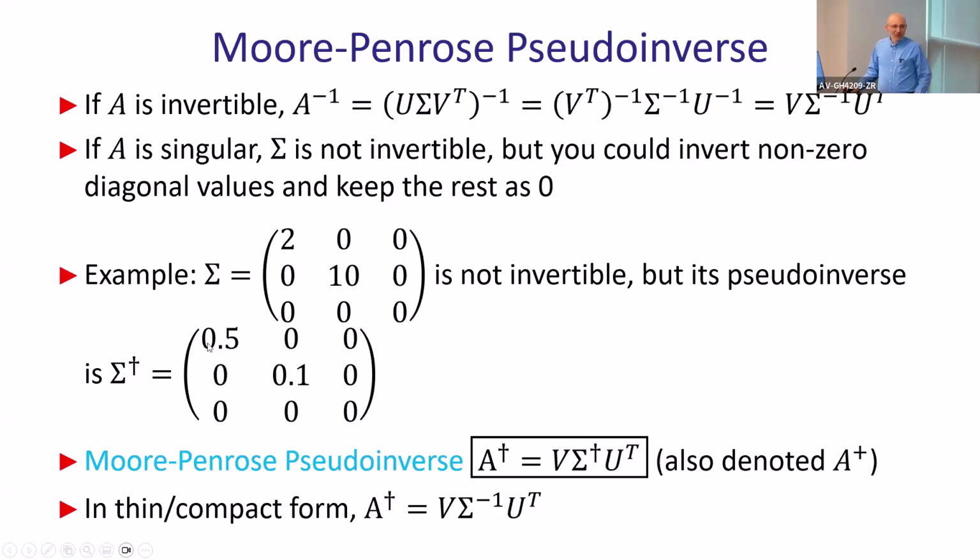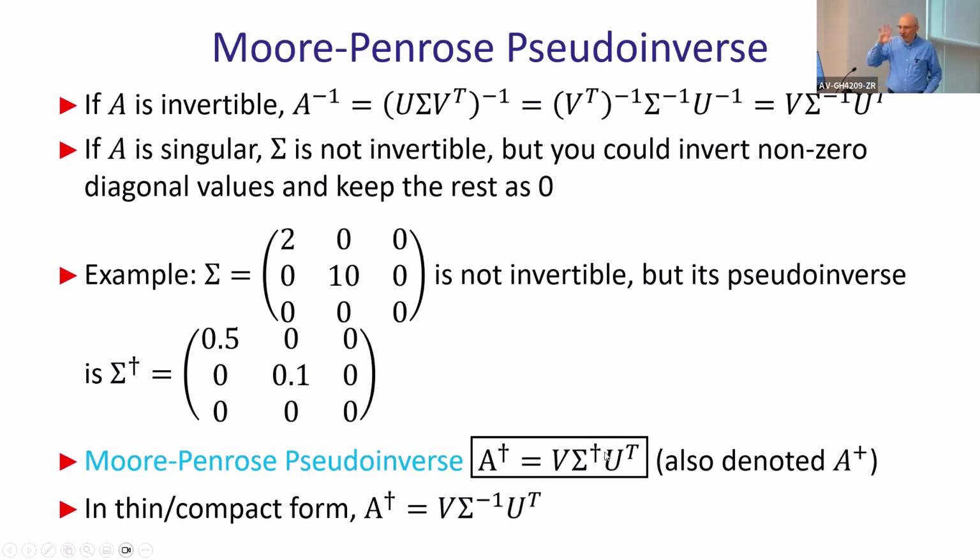Now, the pseudo inverse, which we denote with the dagger symbol, and some textbooks use a plus symbol for pseudo inverse. So the pseudo inverse is 1/2 and 1/10 and 0 here, keeping all of the other zeros. So you're inverting whatever you can invert, and you keep everything else as is. And then that Penrose pseudo inverse will be V times, following that formula, the pseudo inverse of sigma, and then U transpose.